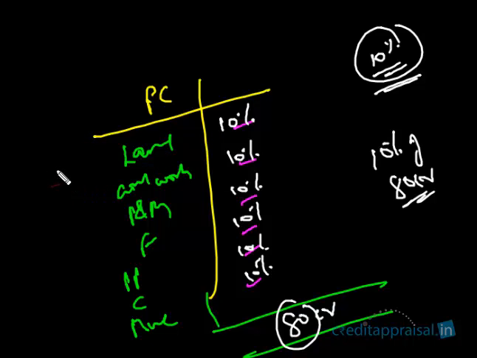So for example, for land, the bank might say we will not give 90%. A 10% margin means the bank is going to sanction 90%, but the bank will say we will not give 90%. We will give, say, 60%. This is the loan component.